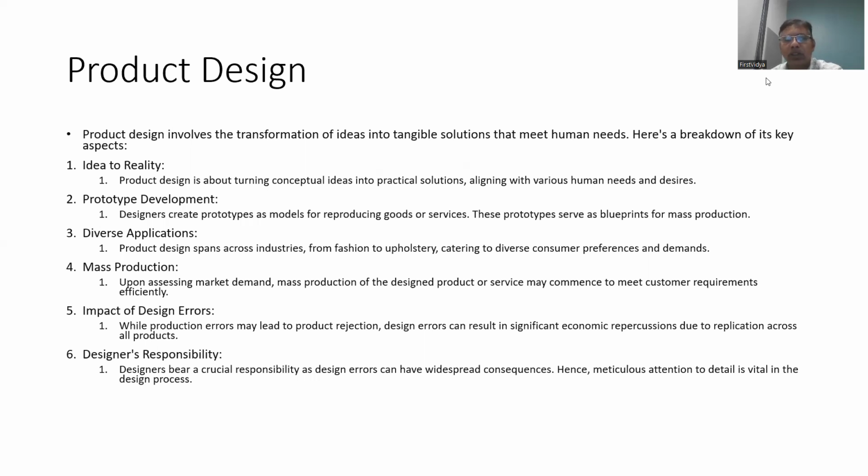Here is a breakdown. First thing is idea to reality, then prototype development, diverse application, and mass production. These things are related to product design. And one thing that is very important is the impact of design error. If a production engineer creates an error, it may lead to a flaw in a few products. But if a designer creates any mistake, any error, then it can be catastrophic.